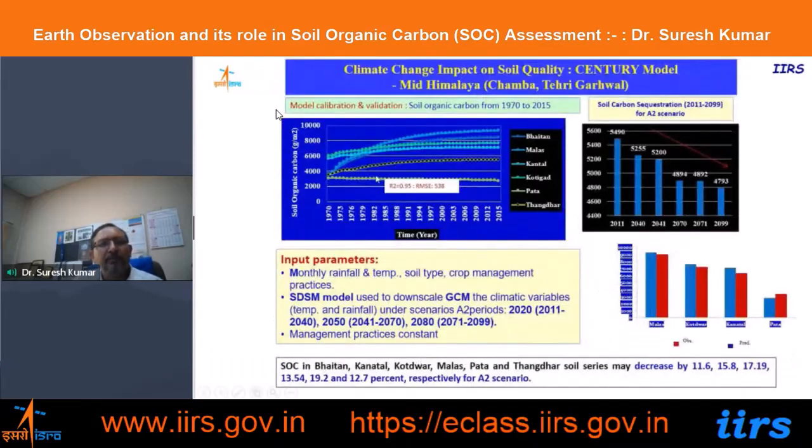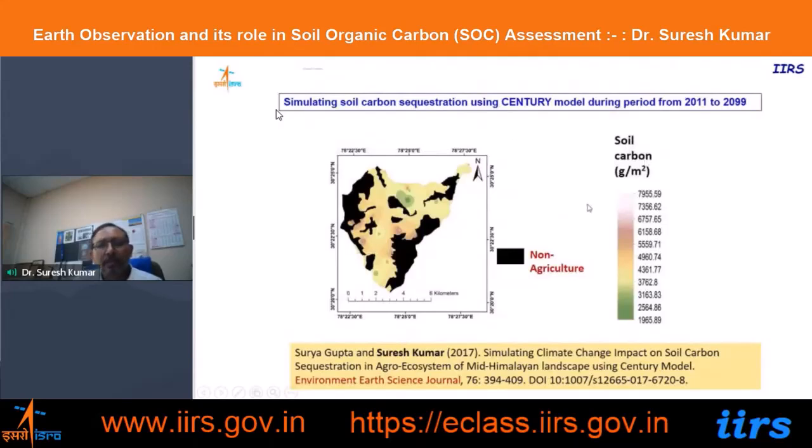This was done by using the Century models. We used the Century model, and then we predicted this decrease. And this study was published in the International Journal of Environmental Earth Sciences, where you can see in detail how the Century model was used to predict the soil carbon sequestration.